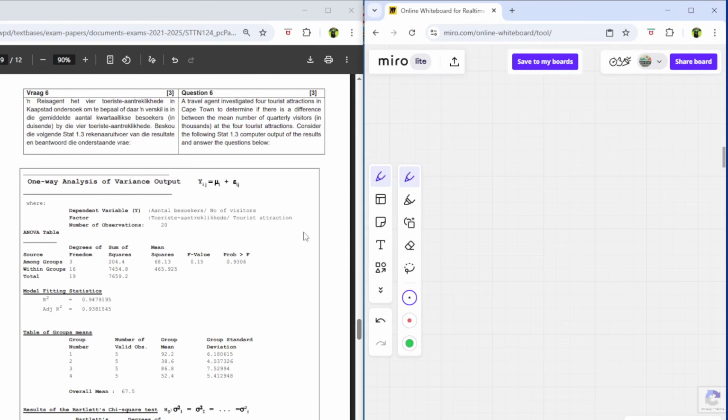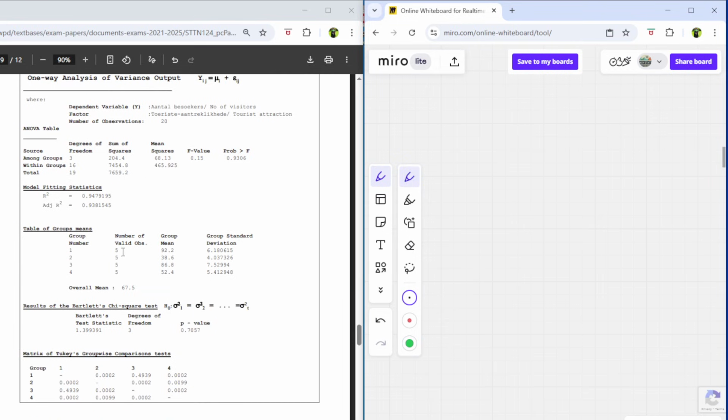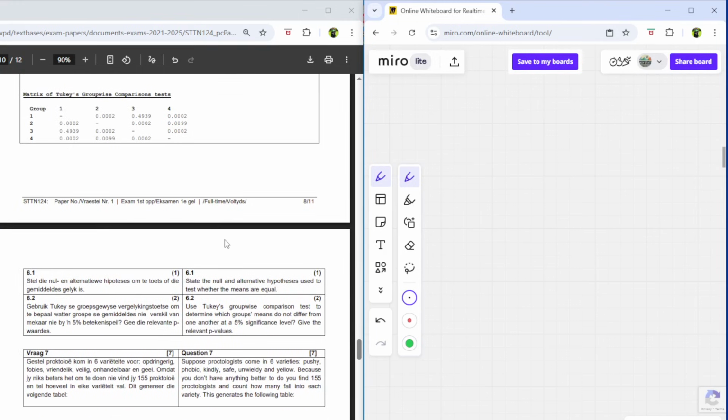So let's read the information. A travel agent investigated 4 tourist attractions in Cape Town to determine if there's a difference between the mean number of quarterly visits in thousands at the 4 tourist attractions. Consider the following computer output of the results and answer the questions below. So here is our output. We have the ANOVA table over there. In most cases, they leave out some values here and then ask you to find those. In this case, they didn't. So this was an easy question paper, basically.